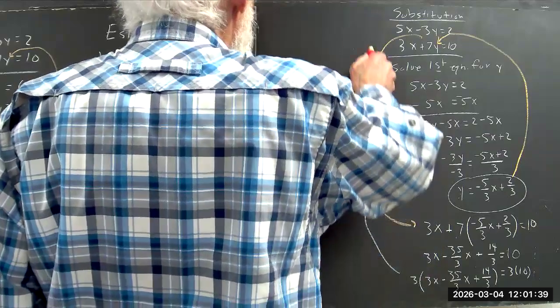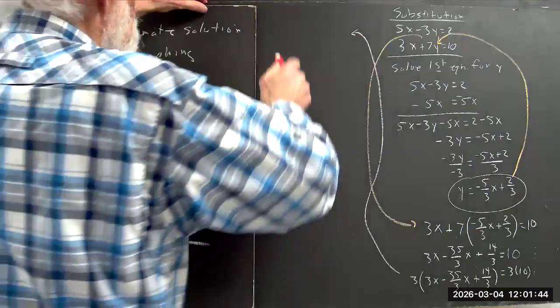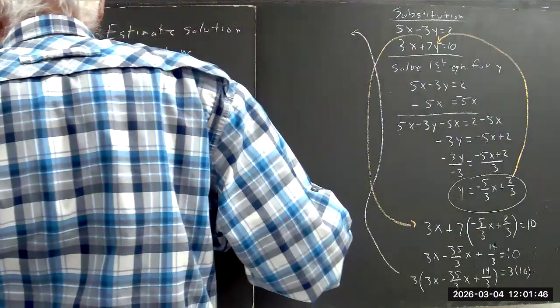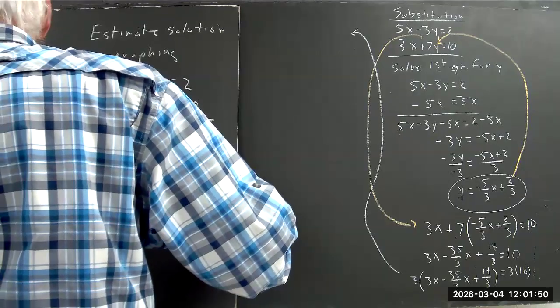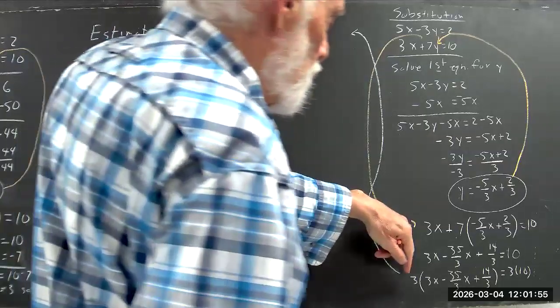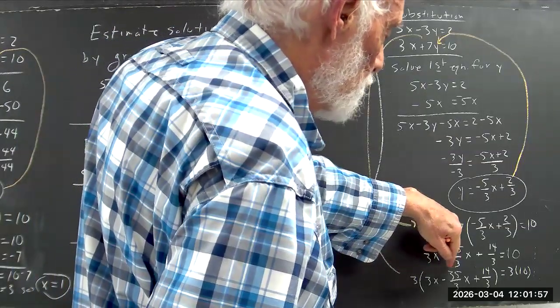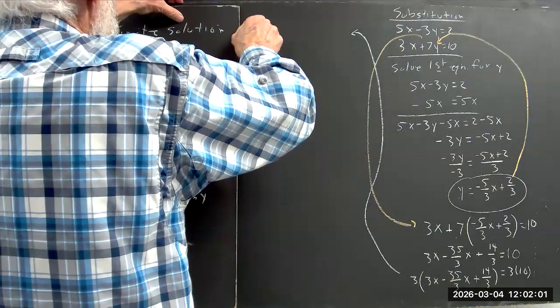Now, I'm at the bottom of the board. I've got to come up. I'm going to rewrite my add order. Okay. When I multiply 3 by the quantity 3x minus 35/3 x plus 14/3, I get 9x.